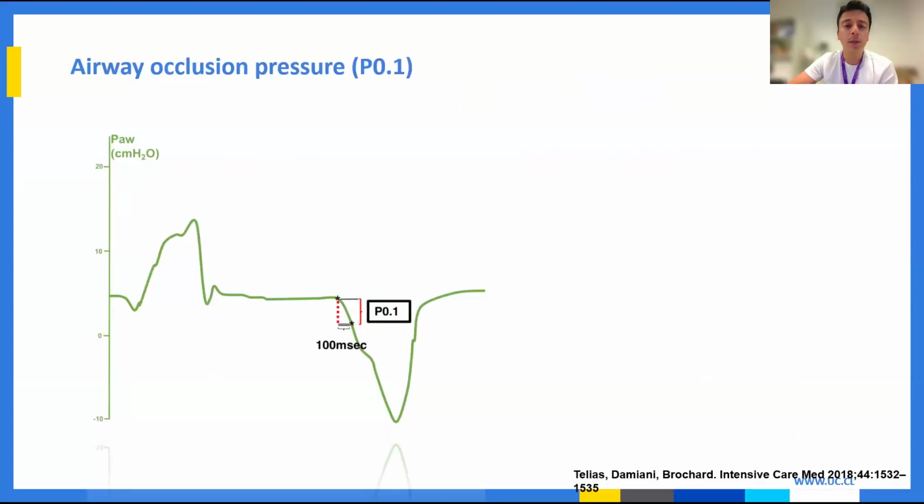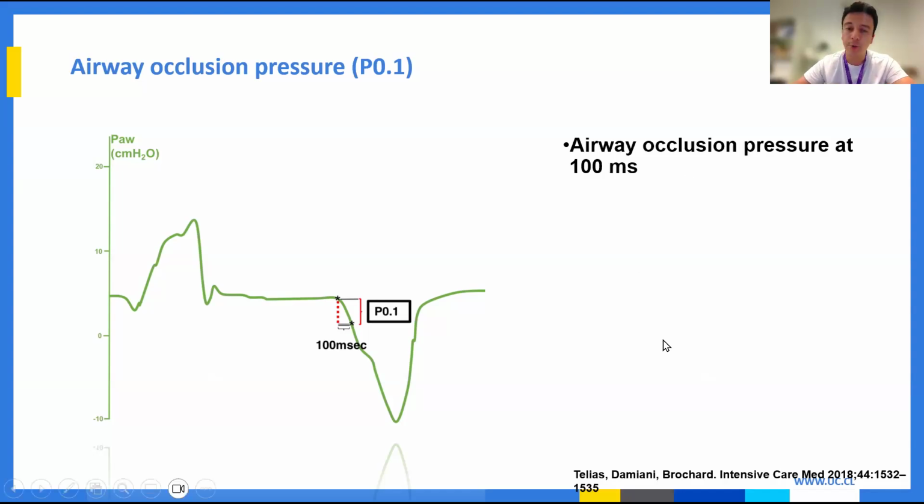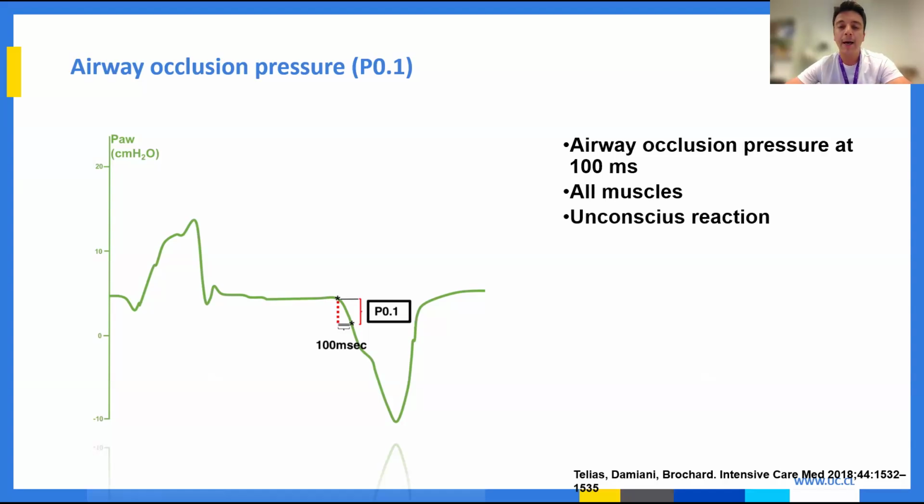There are more tools available in the ventilators. This is the airway occlusion pressure, P0.1. It is the airway occlusion pressure during the first 100 milliseconds. The good thing is it can reflect all inspiratory muscles. This is really good because it's an unconscious reaction, so the patient doesn't realize that there is something happening during the first 100 milliseconds, so it can reflect the respiratory drive.